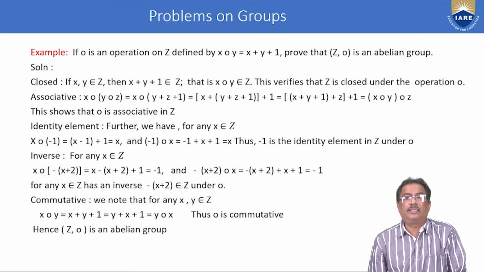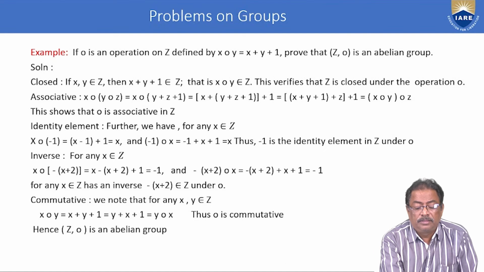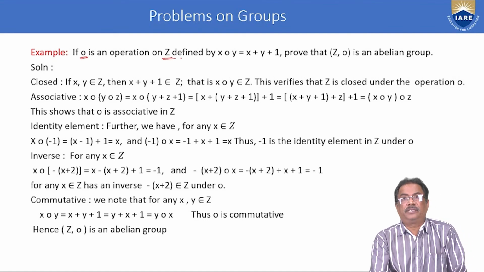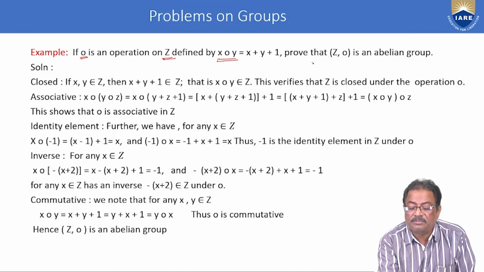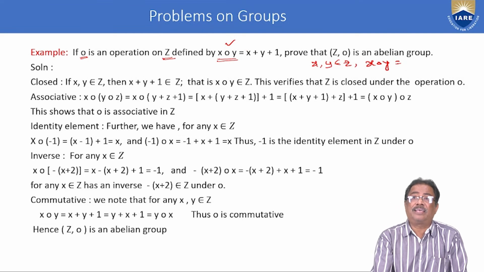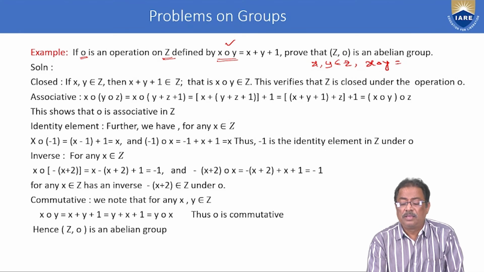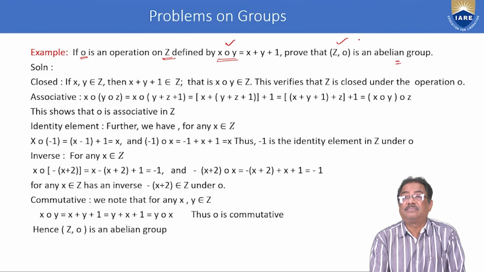Now let us go for the other example. Let us say the circle is a binary operation defined on Z. If I take X, Y as any two elements in Z, then X circle Y is defined like this. Instead of a star, we are taking a circle as the binary operation. Now we have to prove that (Z, circle) is an abelian group.